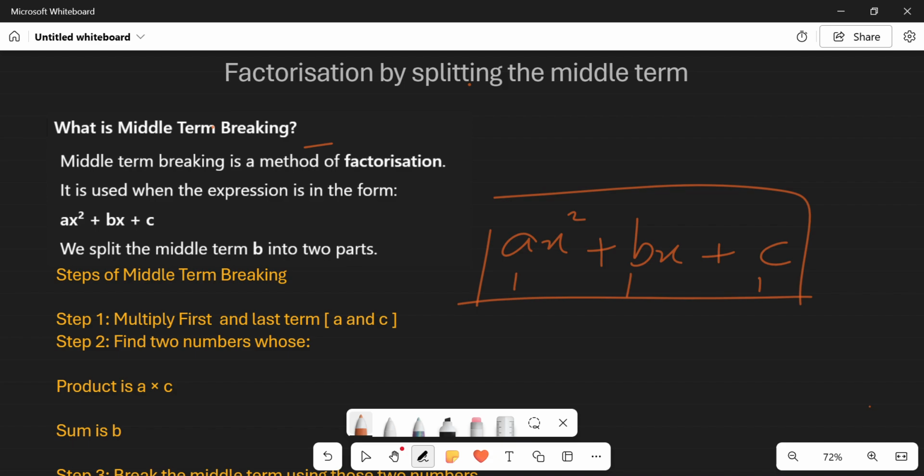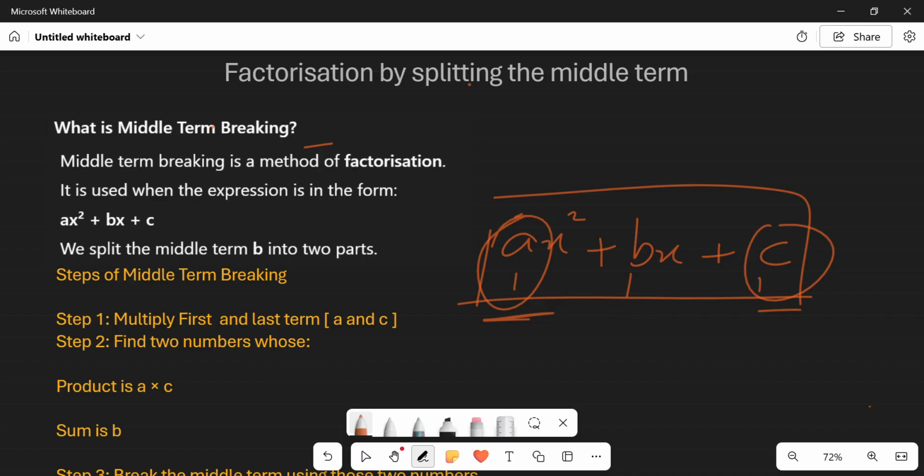There are a few steps that you need to memorize for solving middle term breaking, okay? The first one: we need to multiply the first and the last term, right? Or you can say multiply a with c. So a is the x squared term, the first term, and c is the last term.